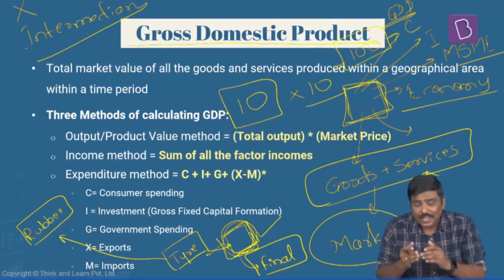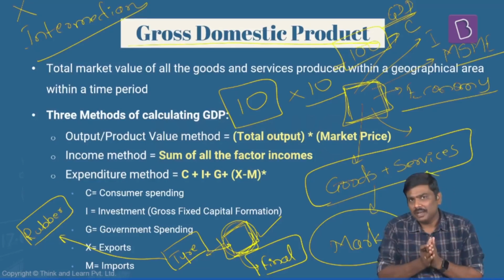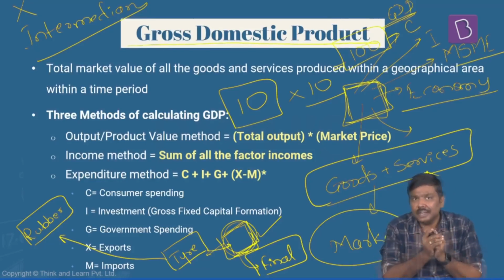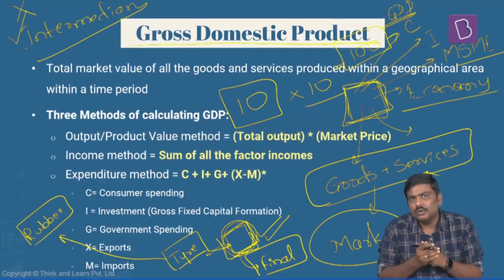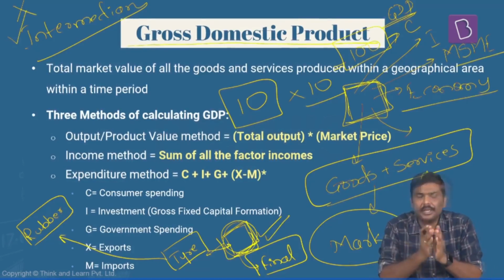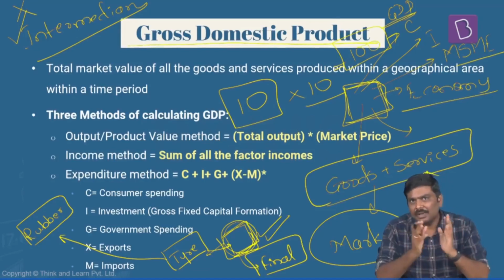If you ask me, why, sir, why are we exempting these intermediary goods? This will happen for a simple reason. If I count the price of intermediary goods as well as the final goods, that will lead to double counting. What do you mean by this? Let me take a very simple example.